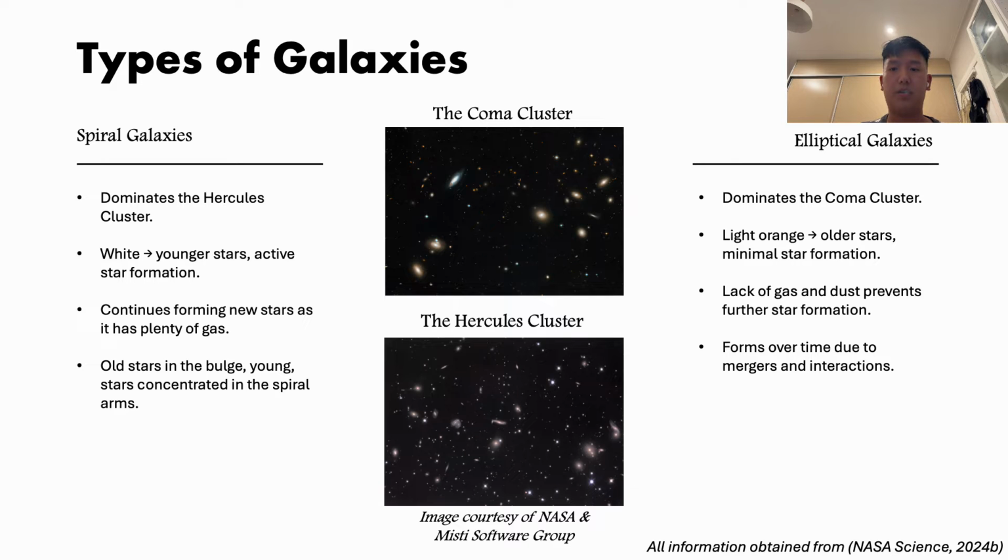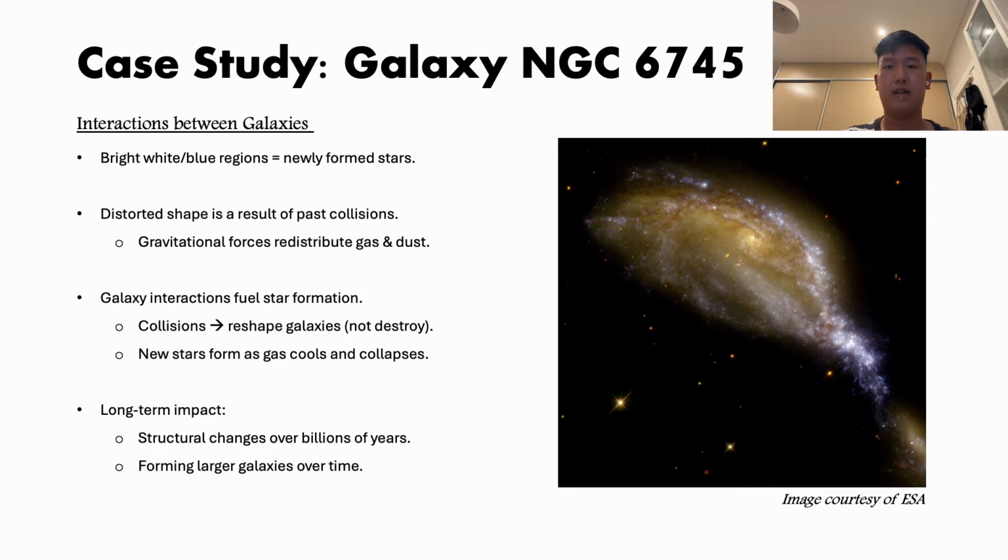Generally, elliptical galaxies are older as they've exhausted their star-forming materials, while spiral galaxies continue producing new stars. Additionally, the stars at the center of a spiral galaxy are older compared to the younger stars forming in its arms. To understand how galaxies interact, let's examine galaxy NGC 6745.